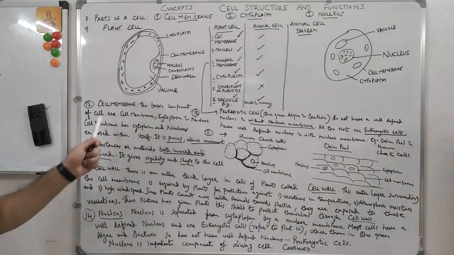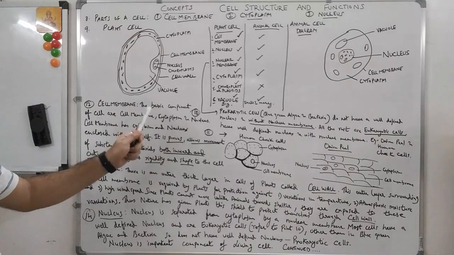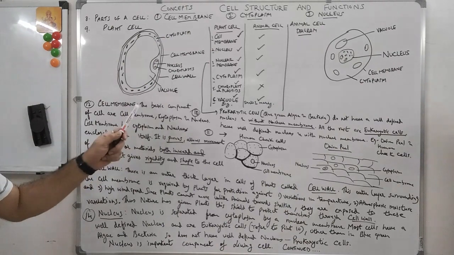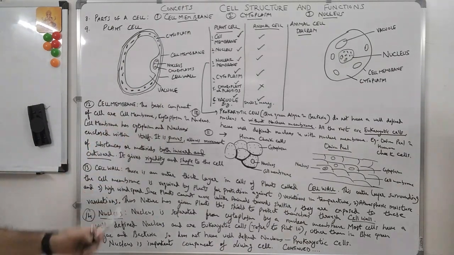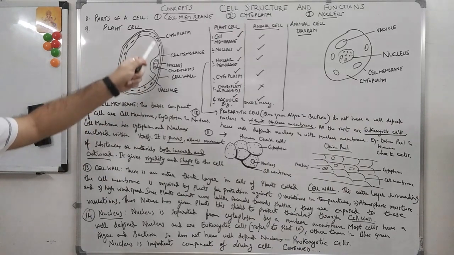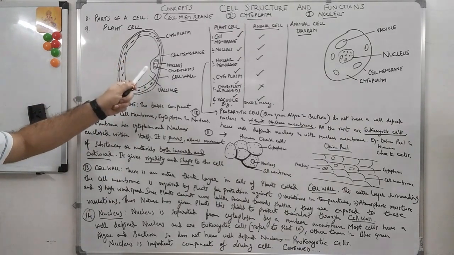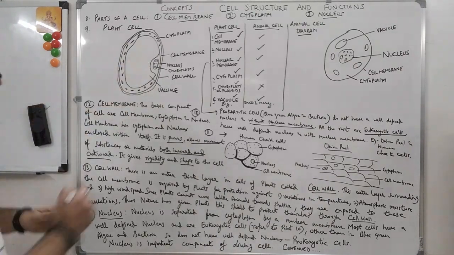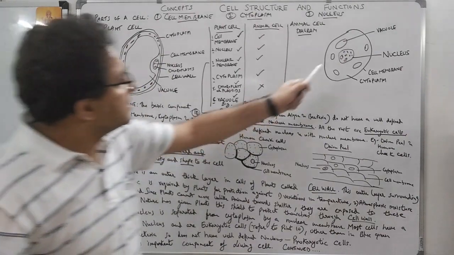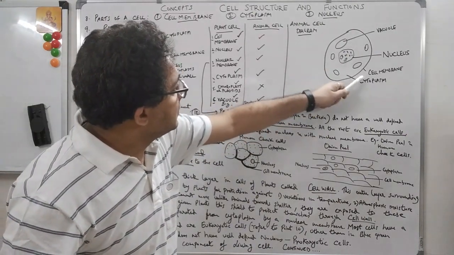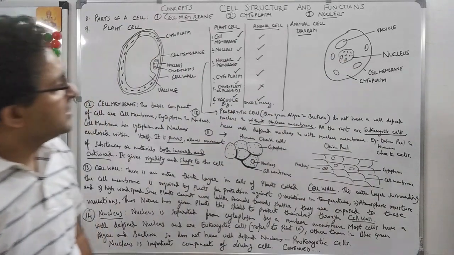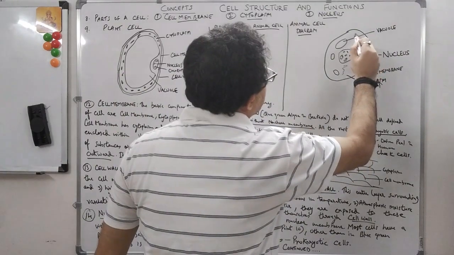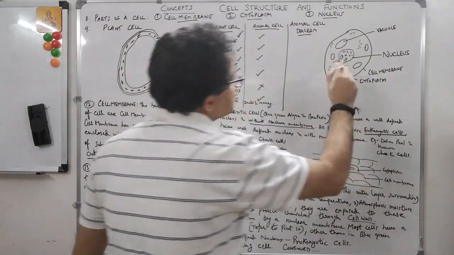The basic components of a cell are the cell membrane, cytoplasm and nucleus. The cell membrane is the outer layer which has the cytoplasm and the nucleus. So this is the cell membrane. Inside this is your cytoplasm. This whole portion outside the nucleus and inside the cell membrane will be cytoplasm.